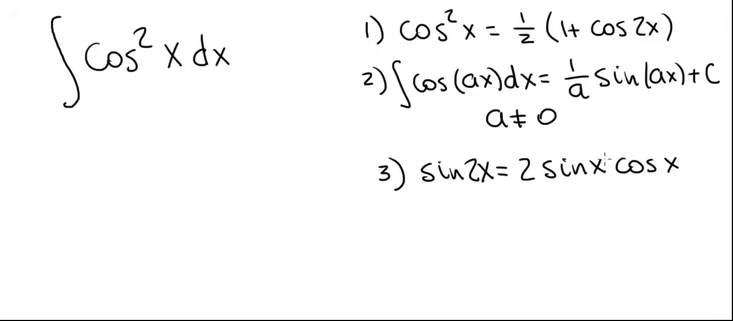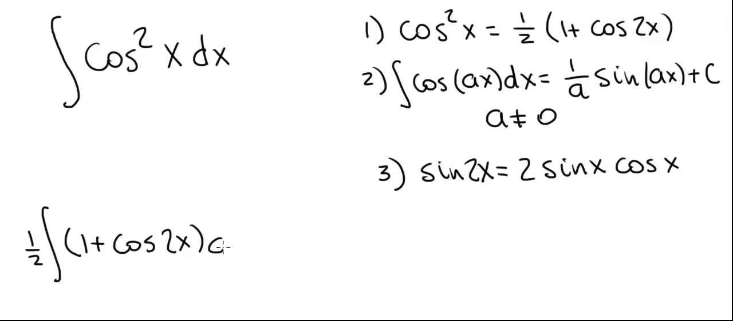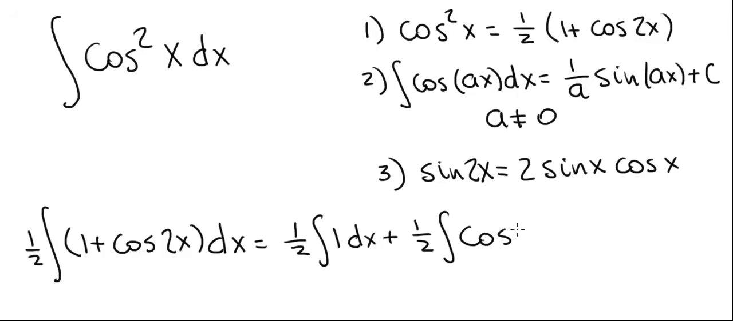So to evaluate the integral, our first step is to rewrite this integral as the integral of 1/2 times (1 plus cosine of 2x) using trig identity result number 1. And this is 1/2 times the integral of 1 dx plus 1/2 times the integral of cosine of 2x dx. And these are easily done.